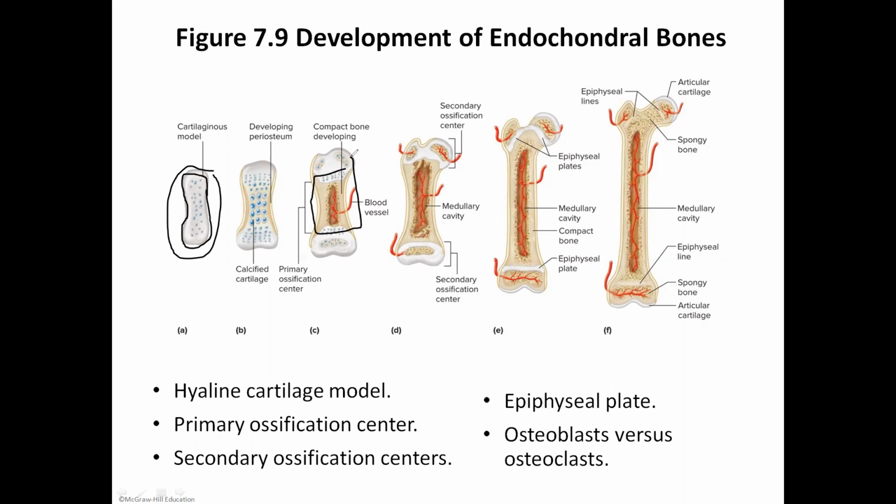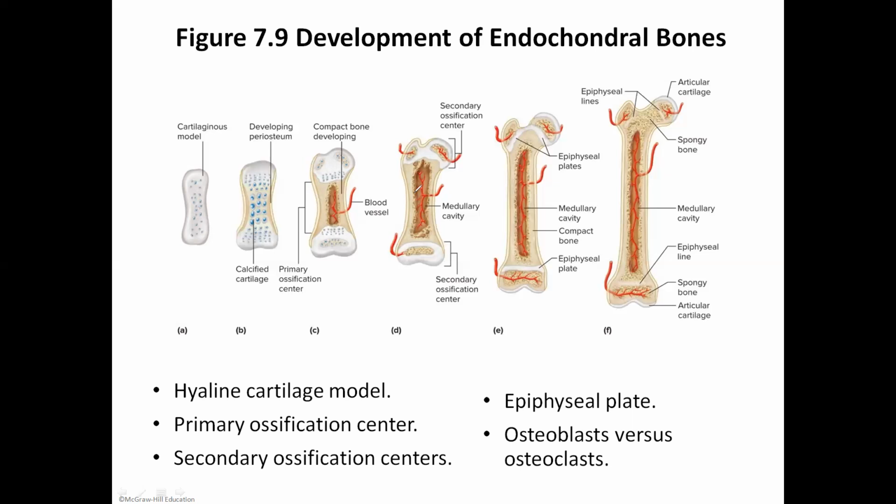And then what's going to happen from there is we're actually going to have another type of cell come in called osteoclasts. So again, osteoblasts are bone-forming cells. Osteoclasts are the ones that are breaking down bone. So they actually break it down and they start to form what's called the medullary cavity. And so again, that's where we're going to find our red marrow and our yellow marrow.